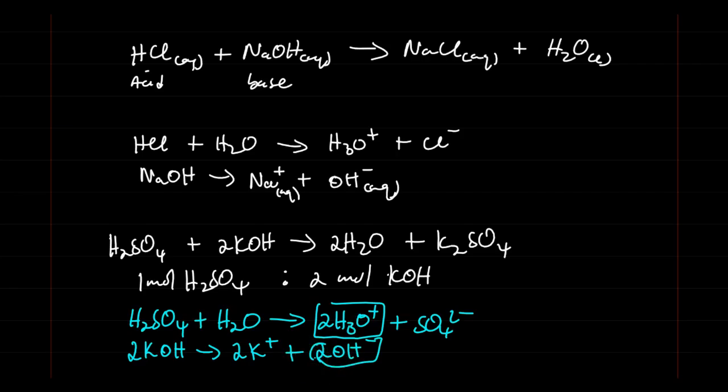You see? So even though, when I'm talking about the acid itself and the base itself, the stoichiometry is 1:2, when I talk about the hydronium and the hydroxide, it's 2:2. So at the equivalence point, the moles of hydronium are equal to the moles of hydroxide. Okay, so now let's get into it.